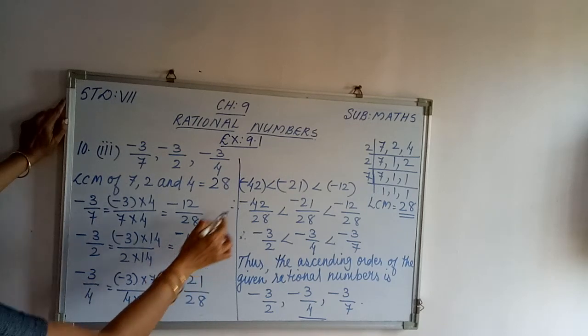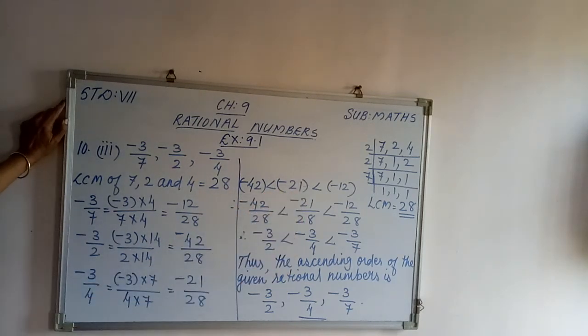And minus 42 less than minus 21 less than minus 12. So minus 42 upon 28 less than minus 21 upon 28 less than minus 12 upon 28. So the ascending order of the given rational numbers is minus 3 upon 2, minus 3 upon 4, minus 3 upon 7. I hope exercise 9.1 is clear to you. Write all the answers in your notebook and then practice it.